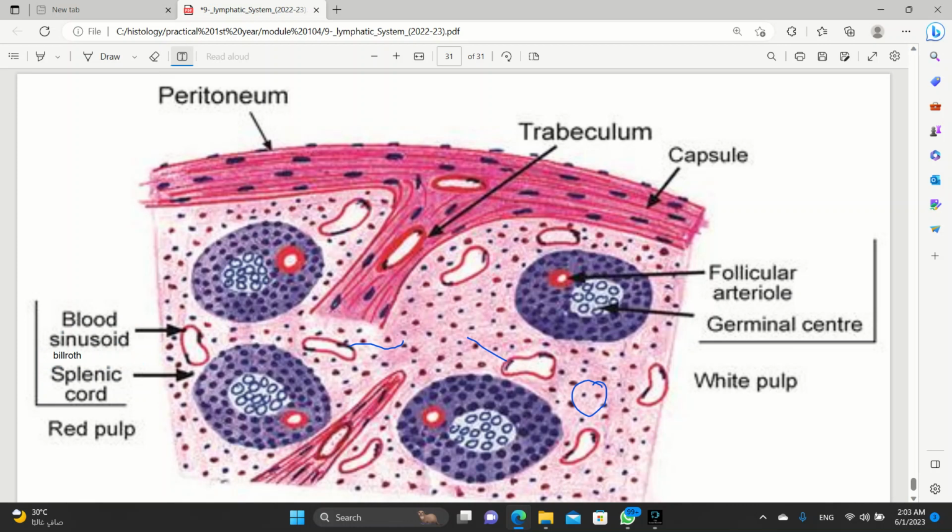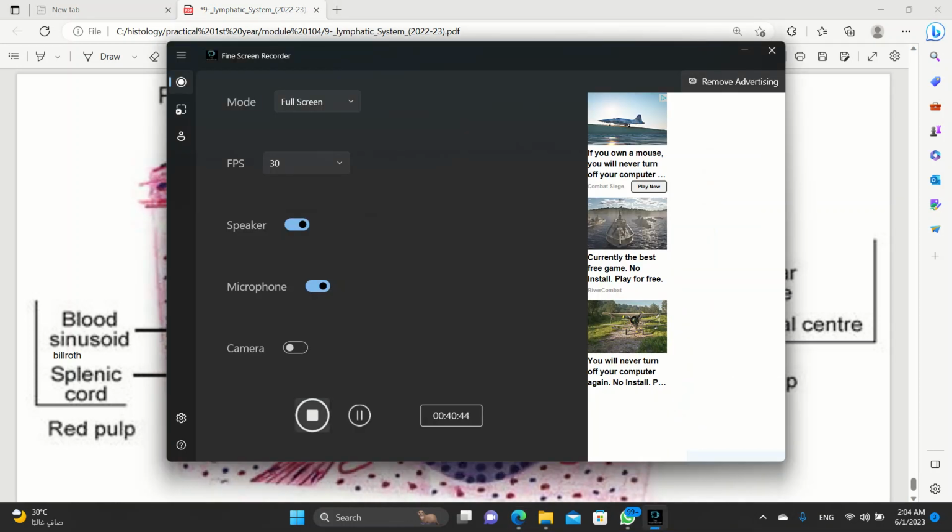Blood sinusoids. These are the white pulp, white pulp again. These are the trabeculae, and they are not regular. That part is pretty much greater than that part. That's the capsule. Of course, you know the spleen is an abdominal organ, so it's definitely covered by peritoneum. And that's everything considering the lymphatic system. I hope that was helpful. Best of luck.